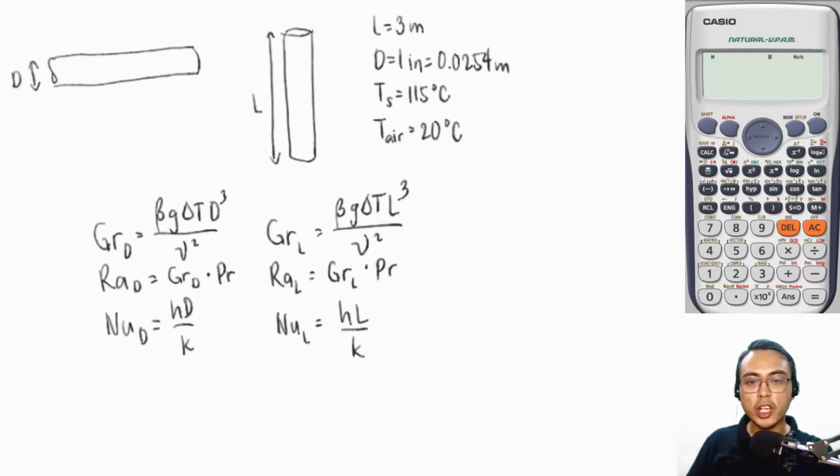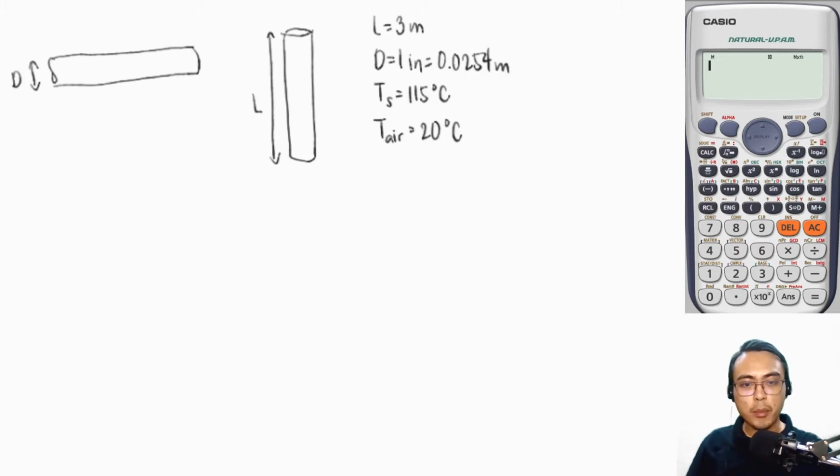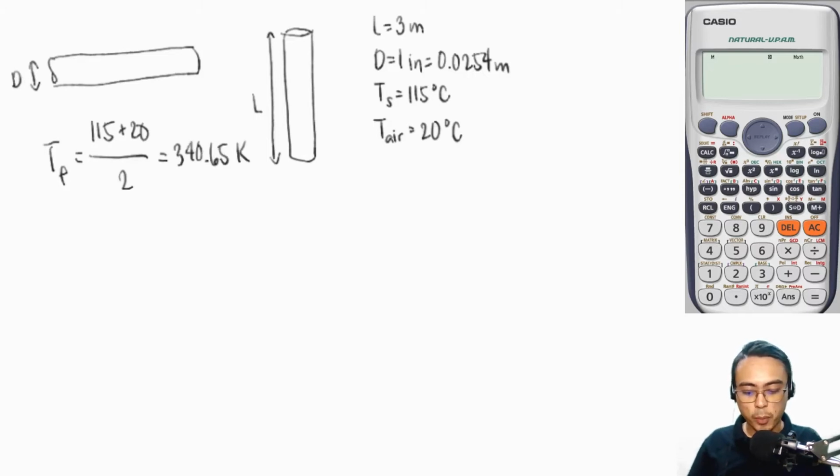Before we proceed with the calculation of the dimensionless numbers, let's first summarize the physical properties of air at the film temperature. In our example here, the film temperature T sub F is the average between the surface temperature of the pipe and the temperature of the surrounding air. So that is 115 plus 20 all over 2. This is 135 degrees Celsius over 2. That's 67.5 degrees Celsius. Converting to Kelvin, we have 340.65 Kelvin.